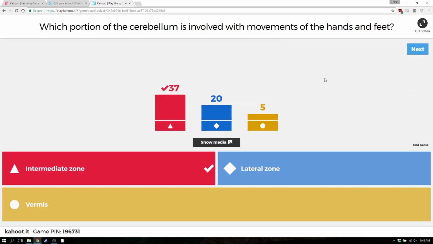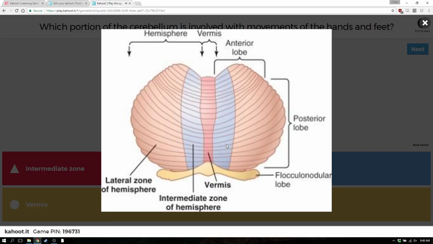All right. So remember, go back and show the image. So what did the vermis here control? Yeah, basically the axial skeleton, right? So for things like posture, movement of the neck, the head, shoulders, things like that. Versus here in the intermediate area, this is going to be the hands and the feet, right? You see a lot more coordination and movement there.